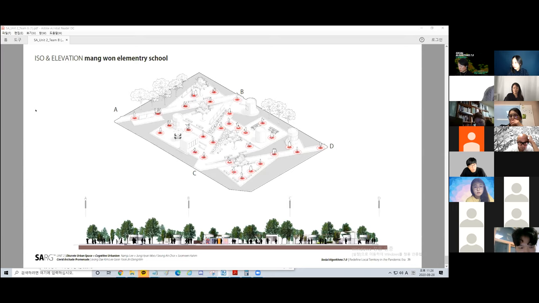And finally, this is the ISO and elevation design image of Mangwon Elementary School. This shows the scenery that a pedestrian can experience through our main line of this area. And also we can show that our inner network design fits the 6-bit rule with red circles under each pedestrian. This is the last of our presentation. Thank you for listening.